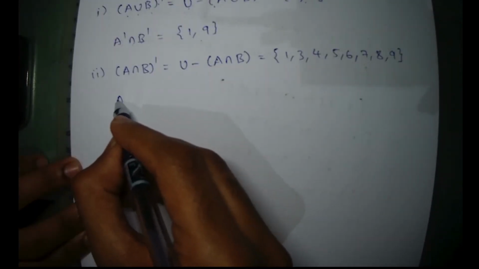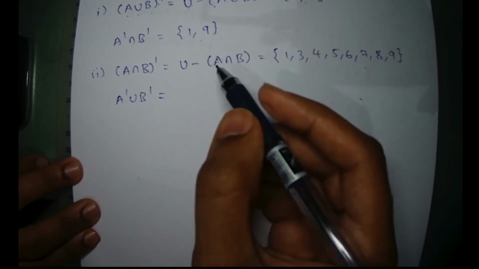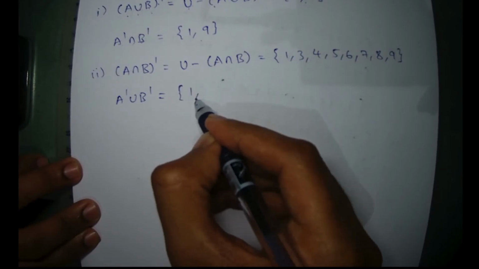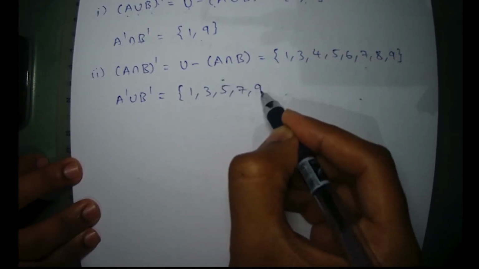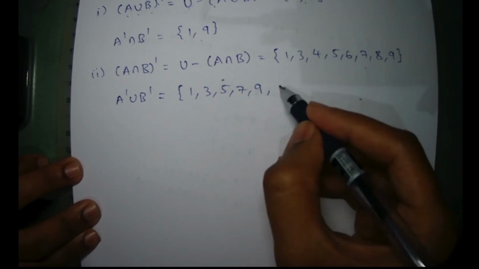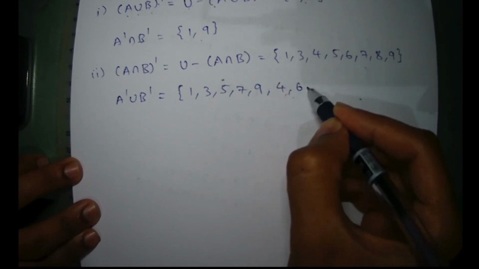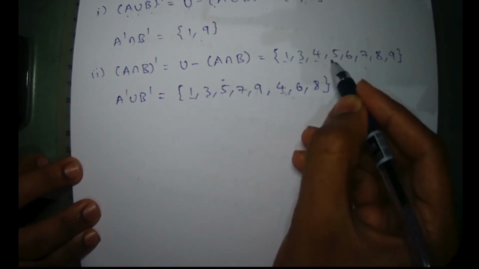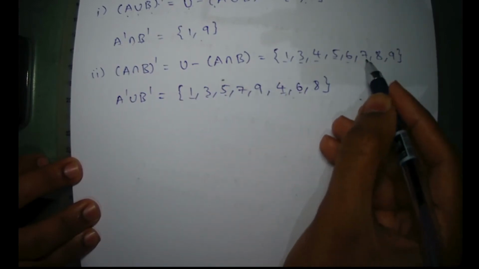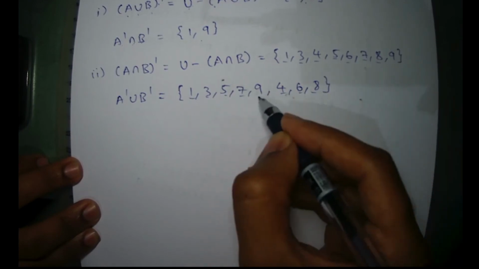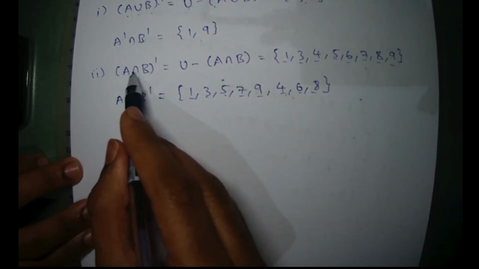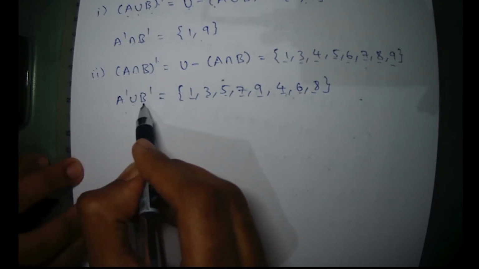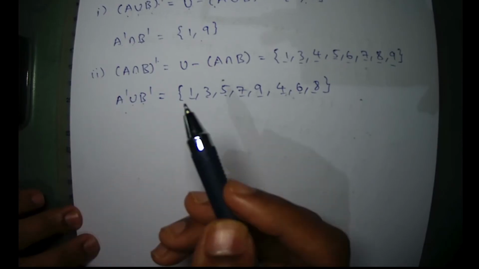Next I have to find A dash union B dash. A dash I know. First I'll write all the terms of A dash, that is 1, 3, 5, 7 and 9. Then the terms of B dash which are missing are 4, 6 and 8. So here we can compare. We have 1, 3, 4, 5, 6, 7, 8 and 9. So we got to know A intersection B dash is equal to A dash union B dash. So both the statements are proved.